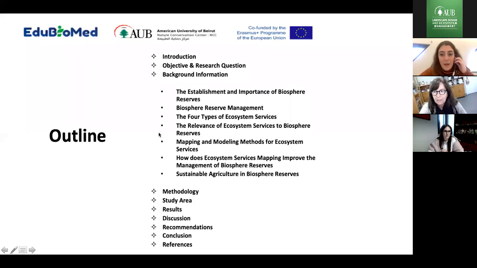Before we begin, this is my outline. I'll start by introducing the topic with the objective and research question. Then I'll briefly talk about the background information, which covers the establishment and importance of biosphere reserves and how to manage them. What are the four different types of ecosystem services? What's the link between ecosystem services and biosphere reserves? How to map such ecosystem services? And how does mapping enhance the management in biosphere reserves? And a few case studies on sustainable agriculture in biosphere reserves. Later, I'll talk about my methodology and how I extracted my data. And then I'll talk about Jabal Moussa, discuss my results and finally conclude with some recommendations.